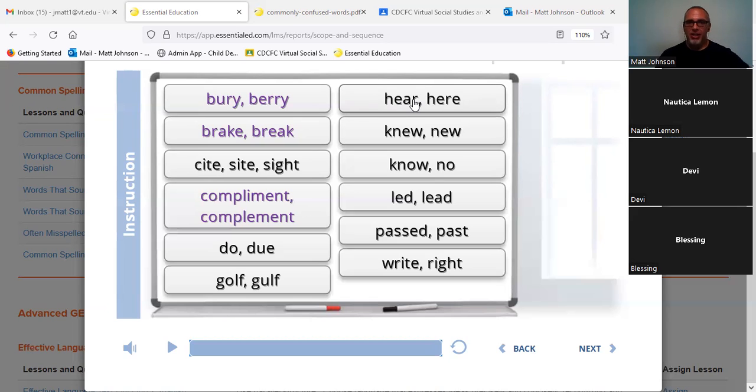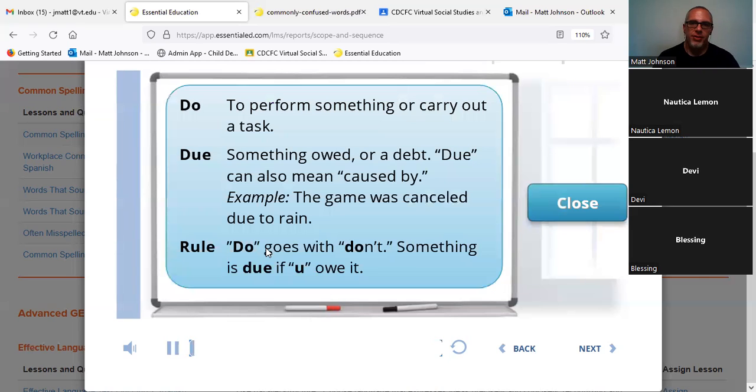And then again, you know, I just mentioned one, right? Read and read, READ as the past tense of read, and the color red, RED. I'm surprised that's not on this list too. Do and due. Here's a good one too.